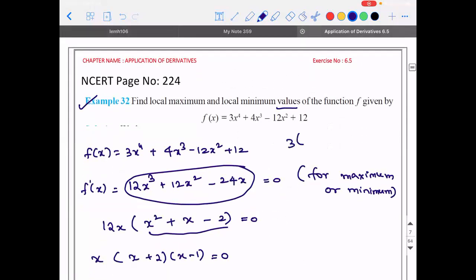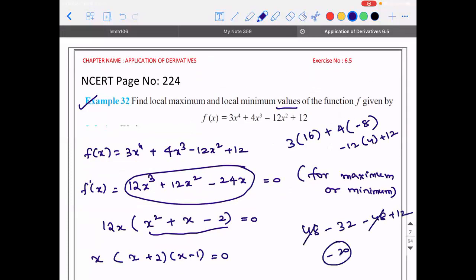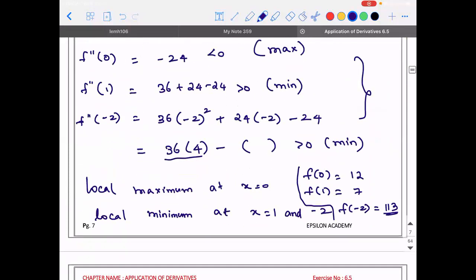See, 3 into minus 2 the whole power 4 is 16, so 48. Plus 4 into minus 8, minus 32. Minus 12 into 4, minus 48, plus 12. So 48 minus 32 minus 48 plus 12, cancel. It is minus 20.